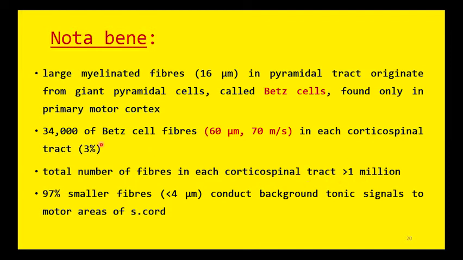Out of this 1 million, 3% are Betz cell fibers, and the remaining 97% are the small fibers with a diameter of less than 4 micrometers. So you can see 60 micrometer diameter of the Betz cell fibers. Greater the diameter, greater the conduction velocity. The diameter of the nerve fiber is directly proportional to the conduction velocity. So there are giant pyramidal cells known as Betz cells. They are only found in Brodmann's area 4, that is the primary motor cortex. You can see the diameter is greater, the conduction velocity is greater as well.